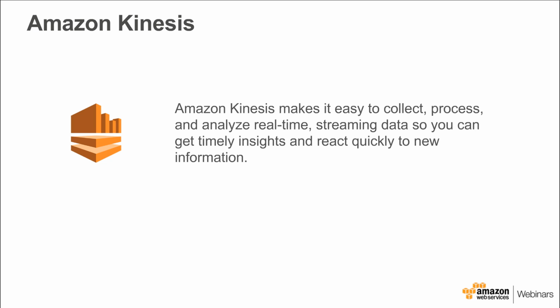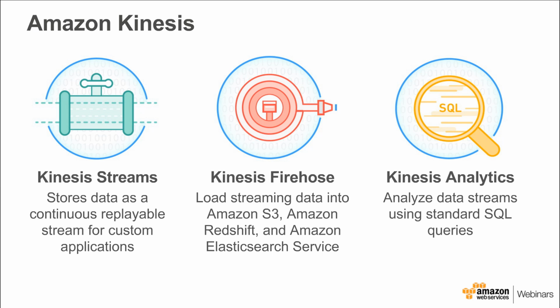Amazon Kinesis is AWS streaming data service. It makes it easy to collect, process, and analyze real-time streaming data so that you can get timely insights and react quickly to new information. There are three sub-services, or three different capabilities, under the Amazon Kinesis service group. The first is the foundational service called Kinesis Streams. It stores data as a continuous replayable stream so that it powers your own custom applications.